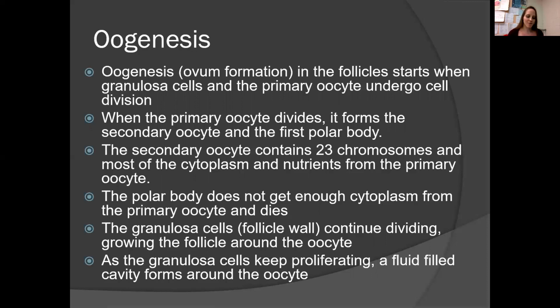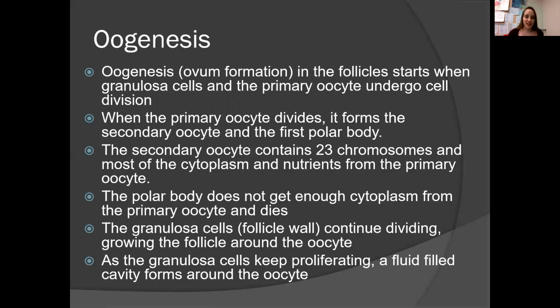However, while the division of chromosomes between those 2 structures is equal, the division of nutrients and cytoplasm is not. The primary oocyte will get almost all of the cytoplasm and organelles and all of that stuff, and the first polar body gets none. Then each of those structures, both the secondary oocyte and the first polar body, will both divide again.